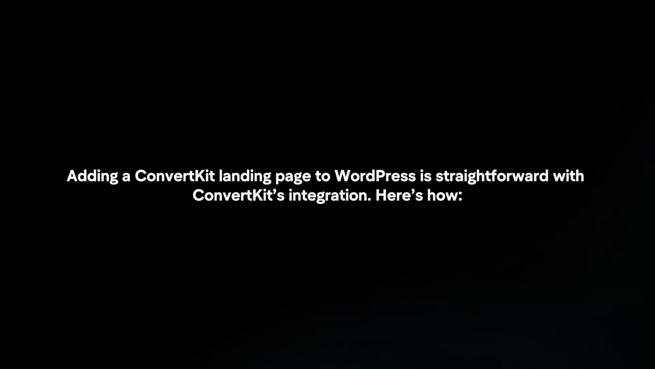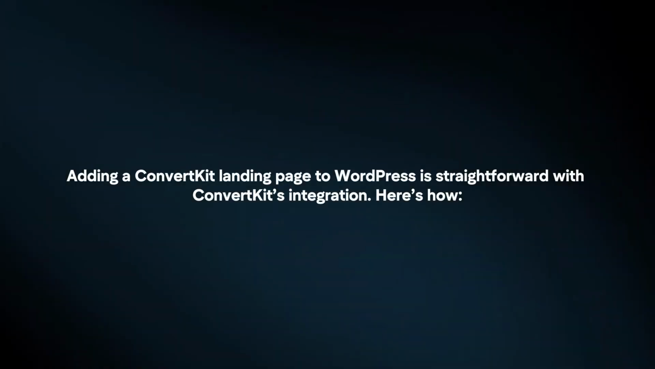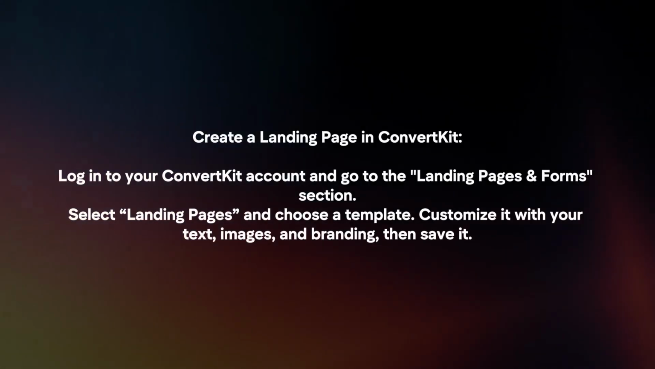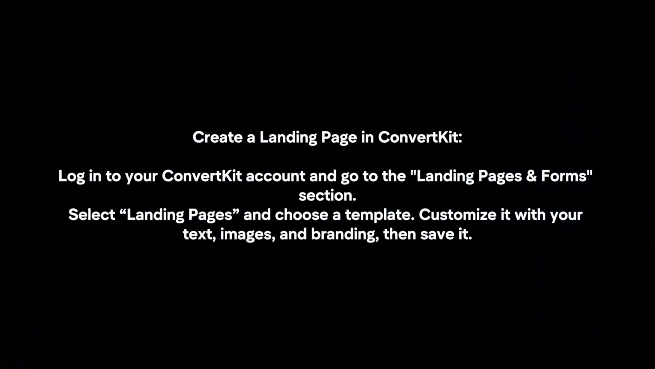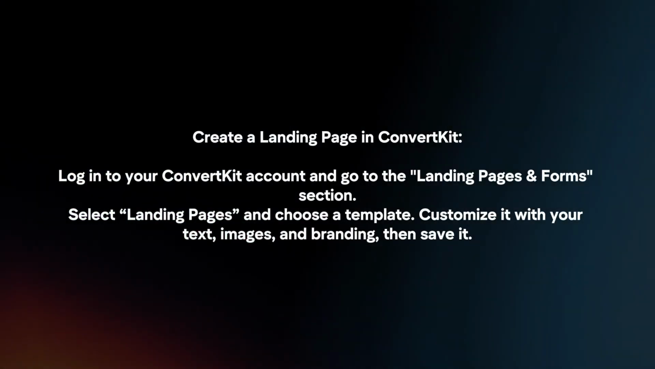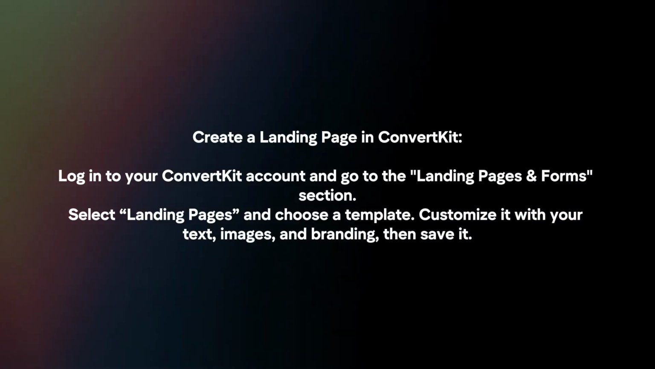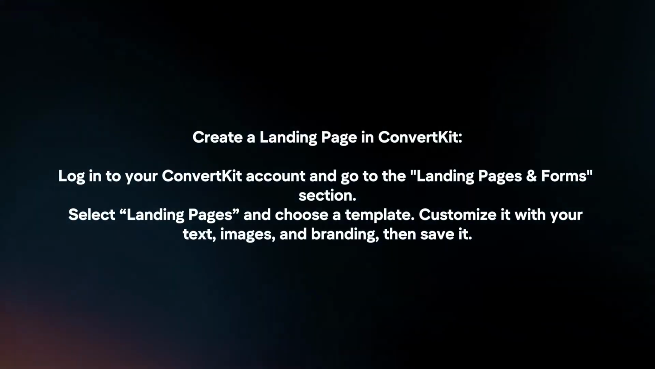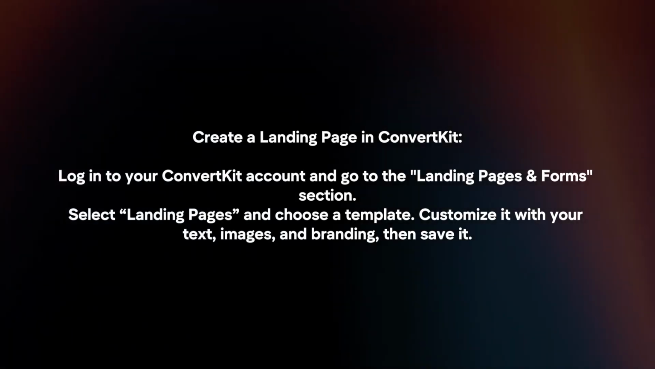Adding a ConvertKit landing page to WordPress is straightforward with ConvertKit's integration. Here's how. Create a landing page in ConvertKit. Log into your ConvertKit account and go to the Landing Pages and Forms section. Select Landing Pages and choose a template. Customize it with your text, images, and branding, then save it.